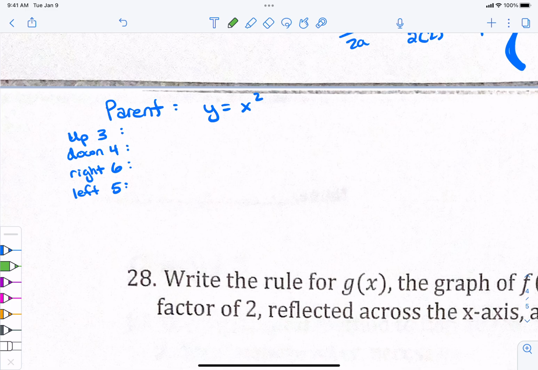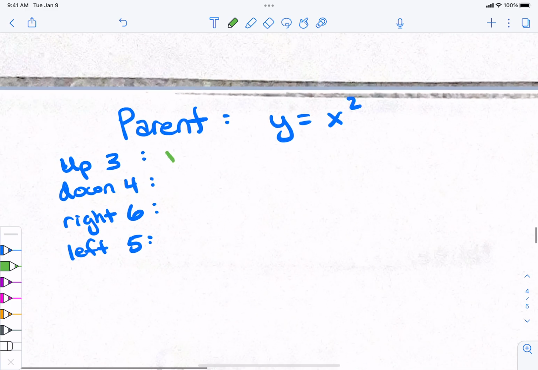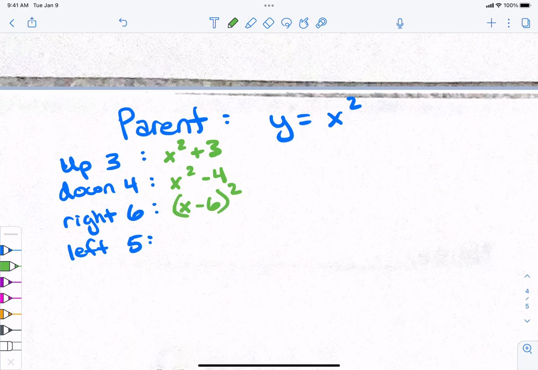What is up 3 going to look like? My little x plus 3. I'm going to do x squared plus 3. What's down 4 look like? x squared minus 4. Okay, what about right 6? x minus 6, parentheses, squared. Yep, I know what you meant.